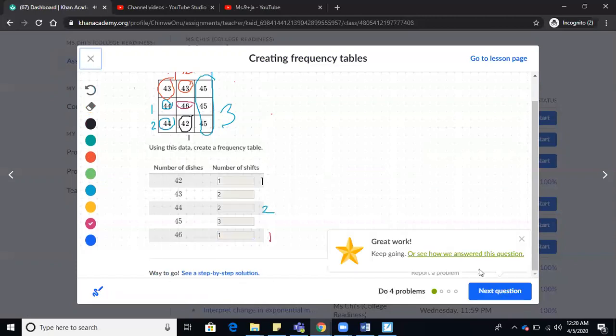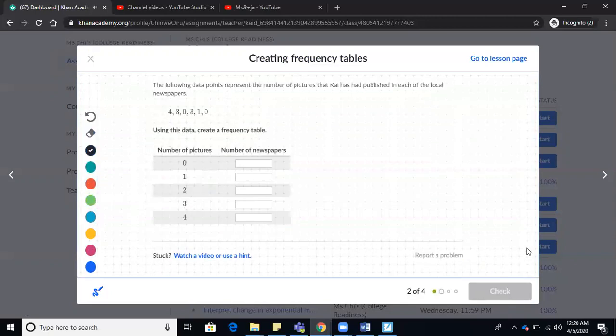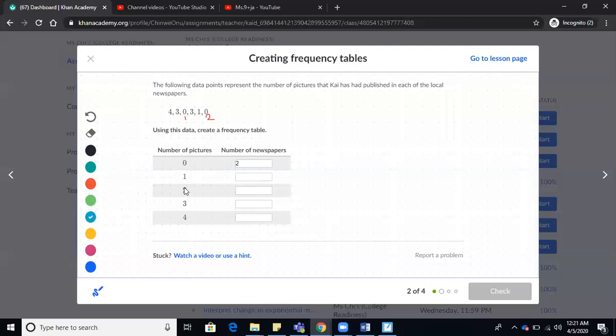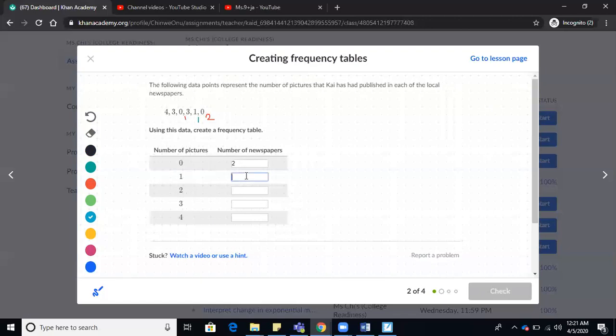And I'm going to submit, and I go to my next question. Same thing for my frequency table. First thing I noticed is it's talking about data points for the number of pictures that Kai has published in each of the local newspapers. So it says number of pictures 0, and I have 2 newspapers. I have 2 times that the 0 occurs, so I have 2 newspapers that he's not published any pictures for. And then I'm going to go to 1 and see how many times that occurs for my frequency table. 1 only occurs 1 time.